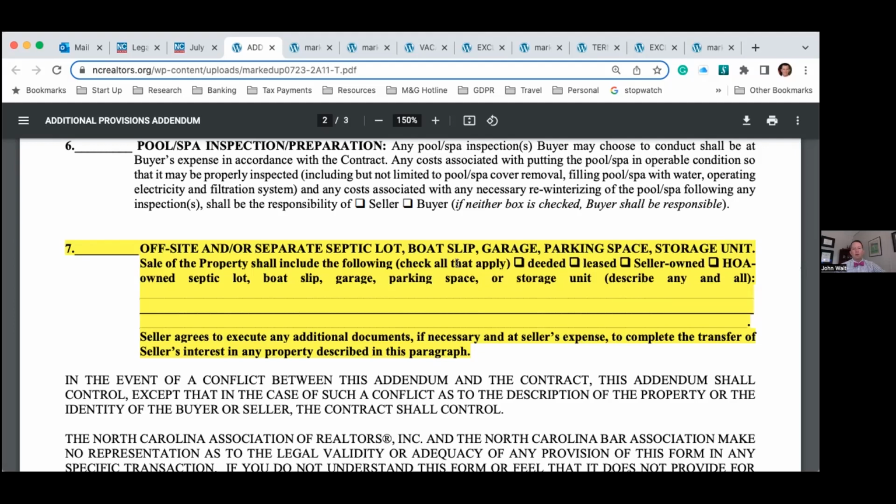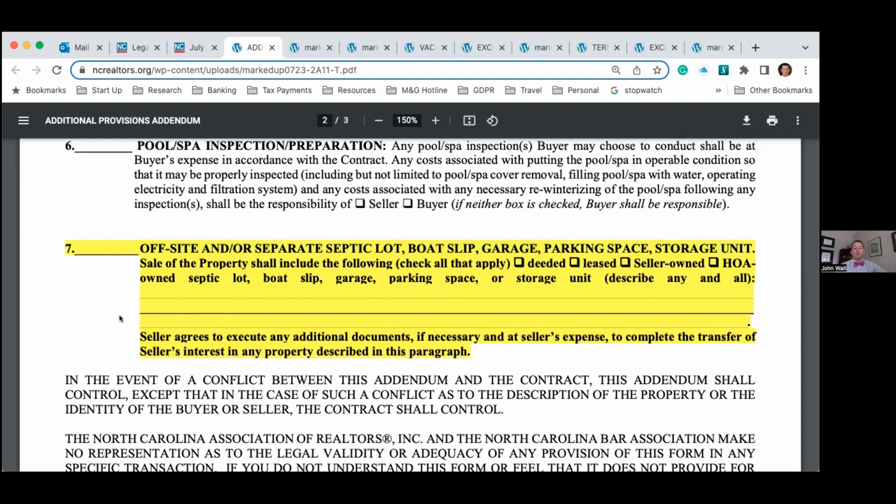You're going to check all that apply, because there are going to be situations where it's both seller owned and deeded, and there's going to be it'll be HOA owned and leased or part of a deed, things like that. If none of the boxes apply, that's okay. Just describe it the best you can in these lines. That's what these lines are for.